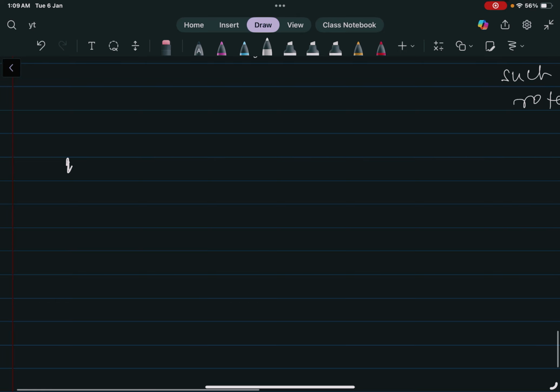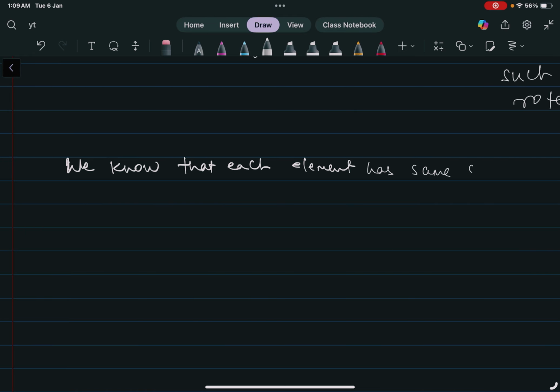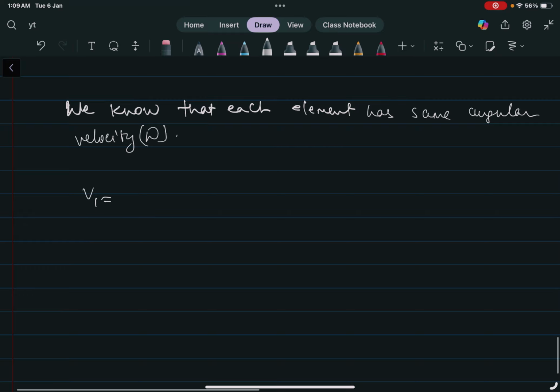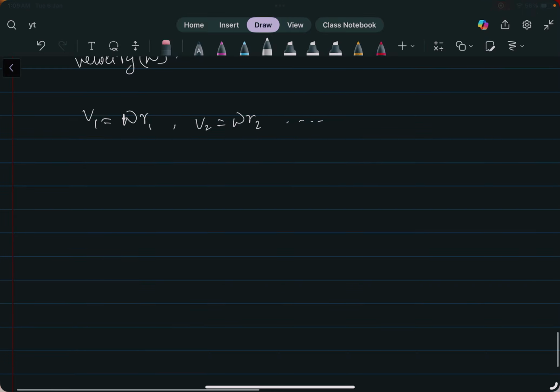We know that each element has the same angular velocity omega. So v1 is equal to omega r1, v2 is equal to omega r2, and so on. Okay, so vn is equal to omega rn and so on.